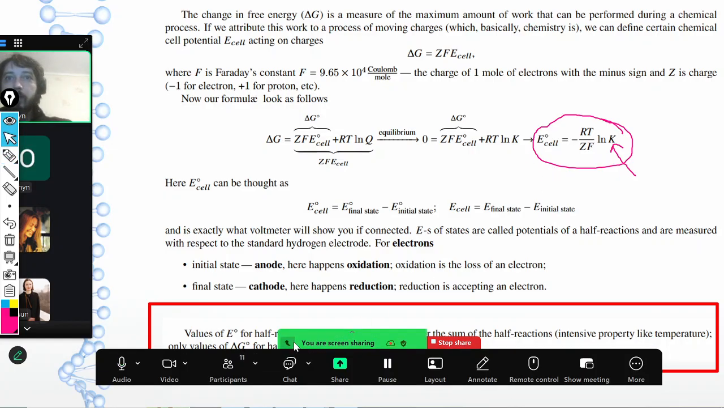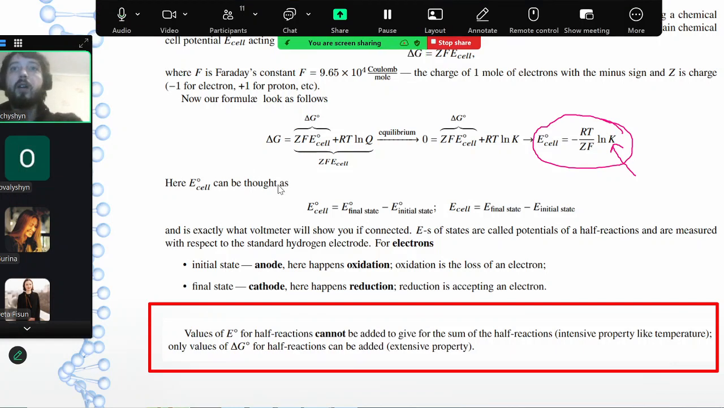Now how do we calculate anything? E cell naught can be thought of as E naught of the final state minus E naught of the initial state. So an electron is moved basically between two states. We have a different field, and we can calculate some sort of gain or loss in energy. And that's exactly what a voltmeter will show you if connected. So the E's of states are called potentials of half reactions and are measured with respect to the standard hydrogen electrode. So you can find them in tables. You will find some data on that.